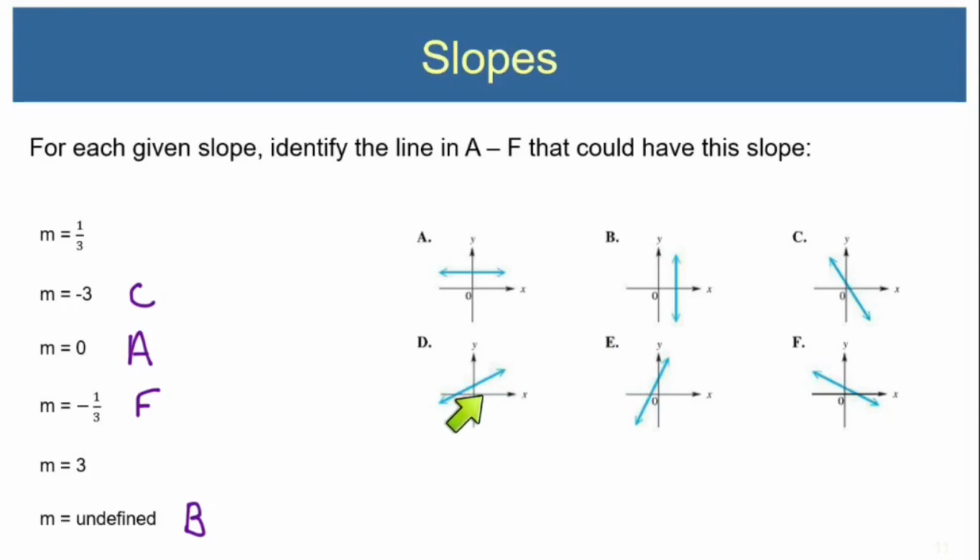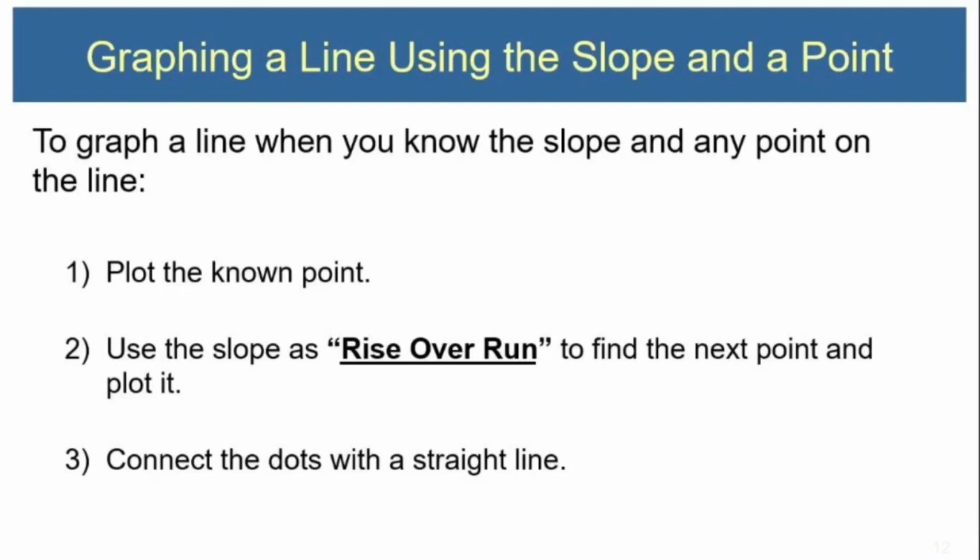So both of these are positive. Choice D is not as steep as choice E. So that tells me that if my two choices for the positive slopes are 1/3 and 3, then choice D is going to have to be the smaller of the two numbers because it's not as steep. So choice D is going to match with a slope of 1/3, and choice E is going to match with a slope of +3. Now let's talk about how to use the slope to graph a line.